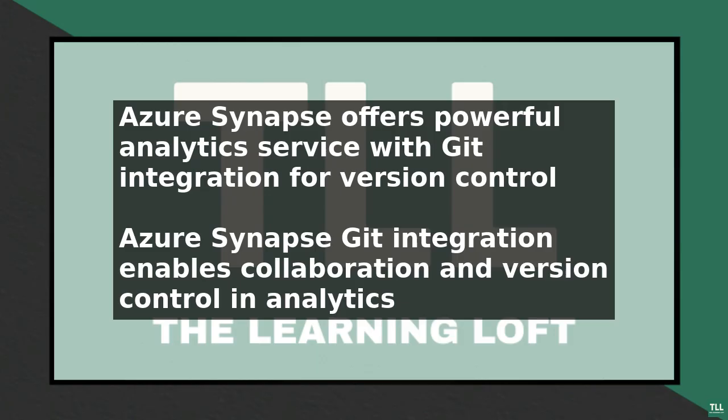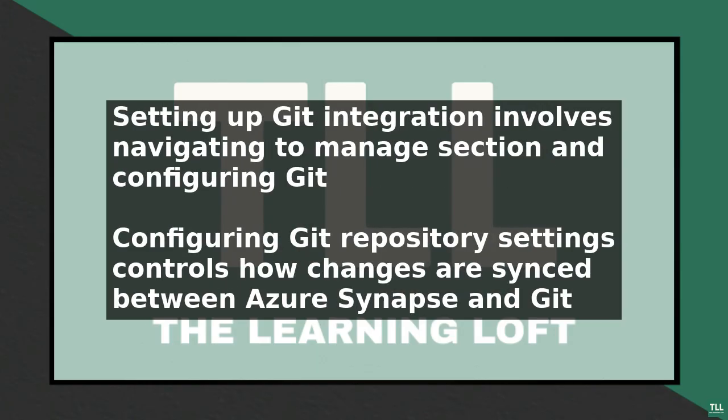Setting up Git integration. To set up Git integration in Azure Synapse, navigate to the Manage section and click on Git Configuration. Select the Git provider of your choice, such as Azure DevOps, GitHub, or GitLab. Enter the repository name and branch name, then click Apply. This will link your Azure Synapse workspace to the specified Git repository.